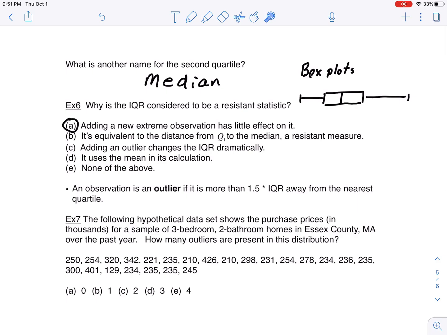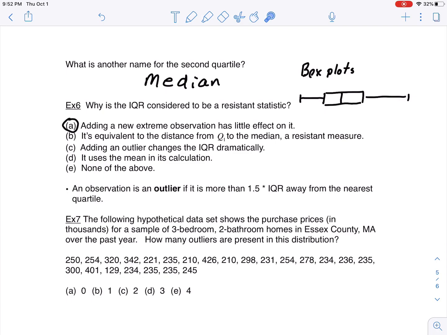What is another name for the second quartile? Well, it's the median. Why is an IQR considered to be a resistant statistic? The definition of a resistant statistic is that adding extreme observations will have little effect on it. The best place to look at an IQR is these box plots that we covered. If we added something out here, it wouldn't change this whole thing. It wouldn't send it off to the side, because this is the median, not the mean, right there.